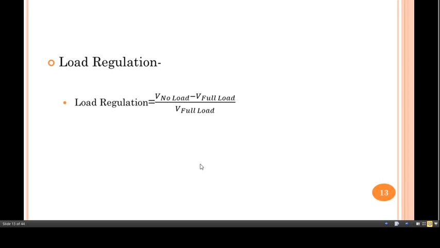Now the load regulation and line regulation. So load regulation is defined as the change in output voltage when the load current changes from no load to full load value. This load regulation is given by the formula V no load minus V full load divided by V full load. In percentage, percentage load regulation is equal to (VNL minus VFL) divided by VFL. NL means no load, FL means full load.